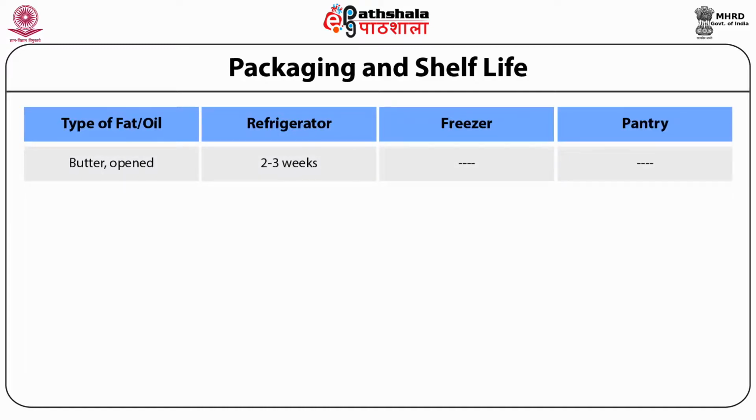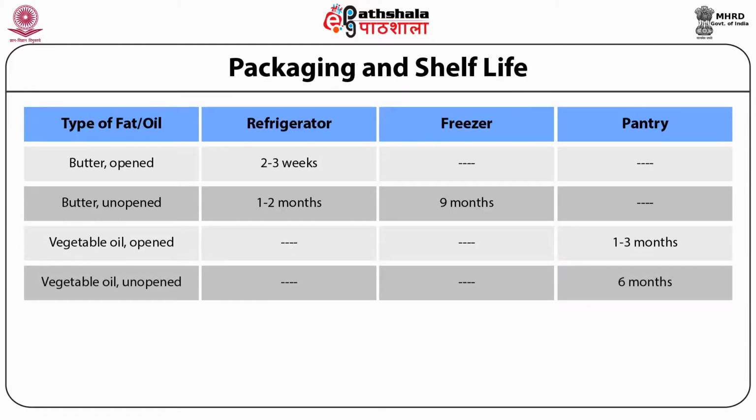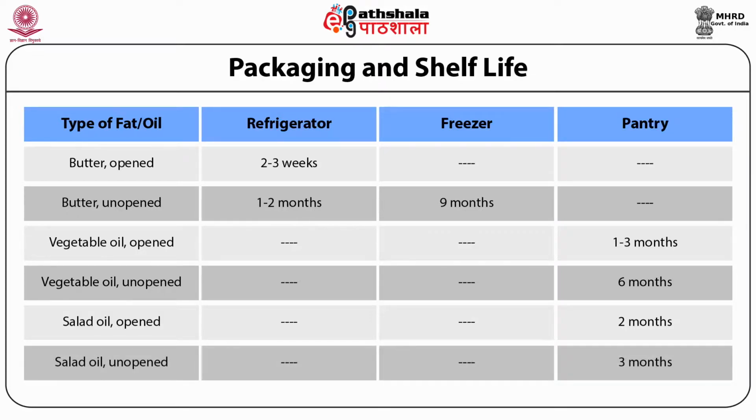Butter in open condition can be kept in a refrigerator in best condition for 2 to 3 weeks. Similarly, in unopened condition, butter can be kept in a refrigerator for 1 to 2 months, while it can be stored in a freezer for almost 9 months. Vegetable oil opened remains in good quality in a pantry for 1 to 3 months. Vegetable oil unopened can remain in good condition in a pantry for even 6 months. Salad oil opened can remain in a pantry for 2 months. Similarly, salad oil unopened can remain in a pantry in good condition for 3 months.